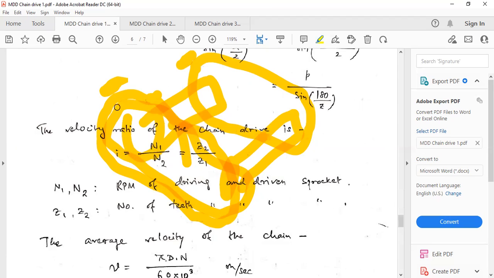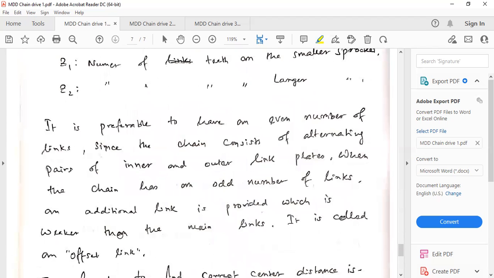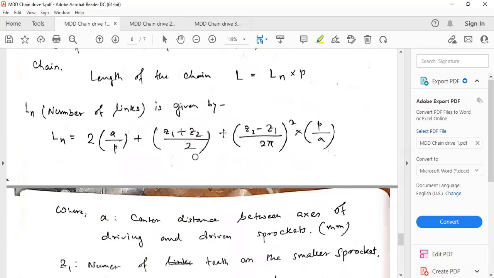This additional link that you put, since it's weaker and not the same as the other links that you have put, is called an offset link. This thing I have written here actually. We read it out. This is the offset link. Whatever I say is written, so go through them and you will understand.